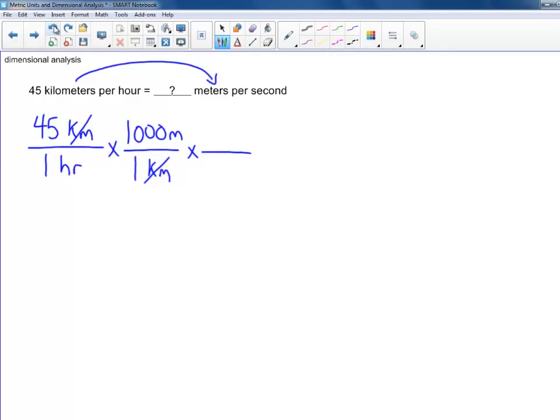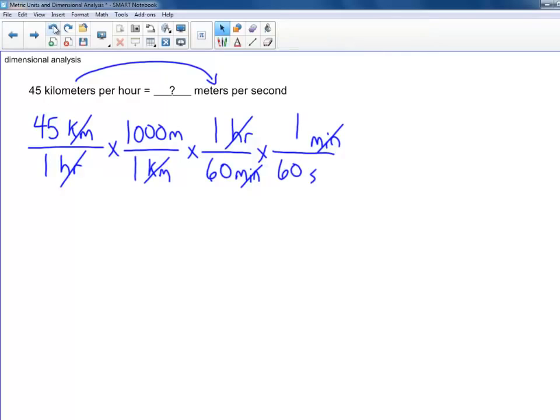So hours are going to go on top because I want to be able to cancel the one on the bottom. And I know that 1 hour is equal to 60 minutes. And so I'm a little bit closer to seconds, but minutes aren't seconds. And so I need to use another conversion. Well, minutes are going to go on the top simply because I have to be able to cancel. And 1 minute is the same thing as 60 seconds.